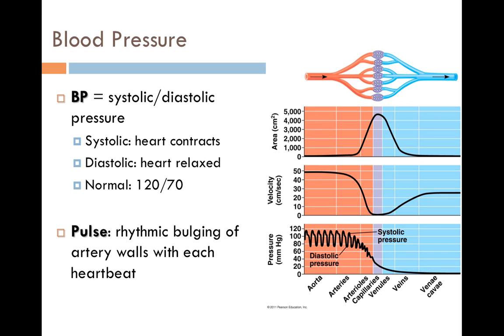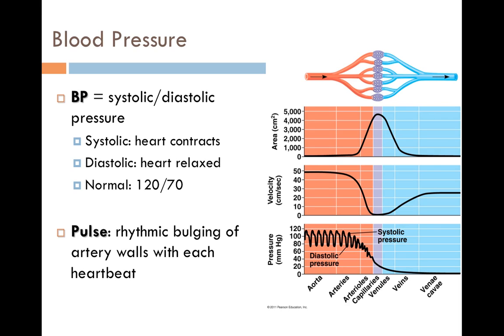Your blood pressure is basically the force with which the blood is being pushed through your vessels. If it's too low, your blood is not getting as far. It's not going to reach your feet, for example, or things that are far away from your heart. If your blood pressure is too high, it can actually burst your vessels. So that's why we want to keep it between 120 and 70. Remember, systole is contraction, diastole is relaxation.